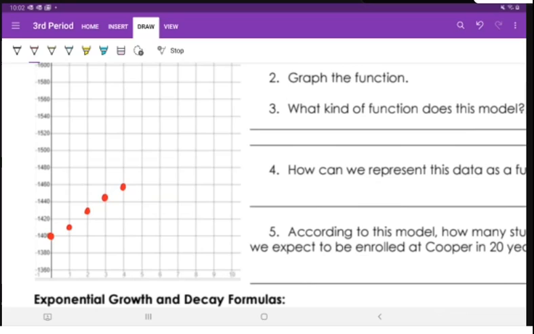So, the third question is, what kind of function does this model? We know 2 types of functions that we've learned so far this year. Only 2. We know linear functions and we know exponential functions. Just based purely on the graph, what does this look like? A line or an exponential? Just based purely on the graph. It looks like a line. Is it a line? Any thoughts?